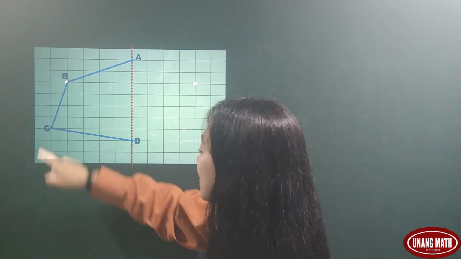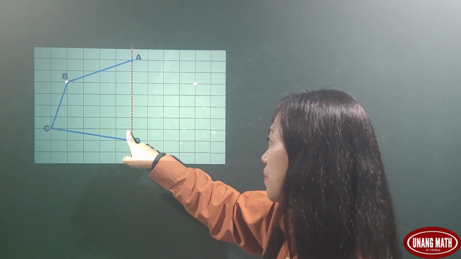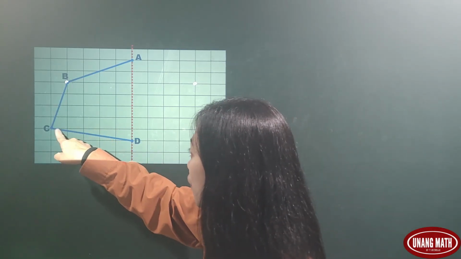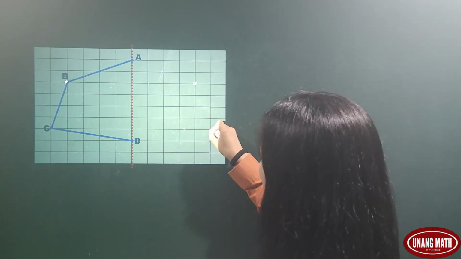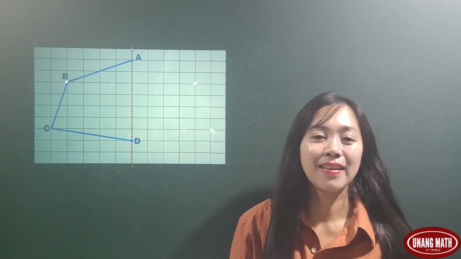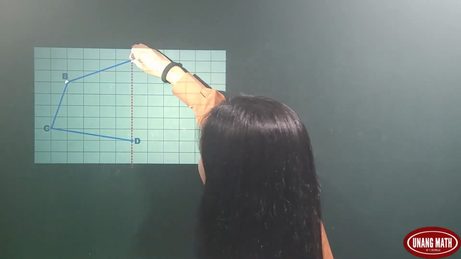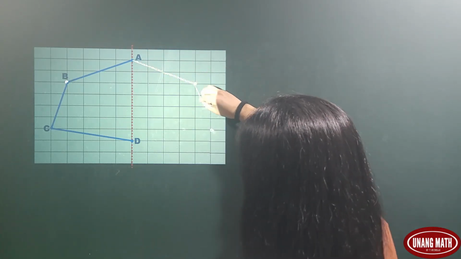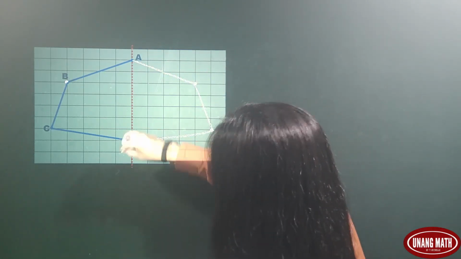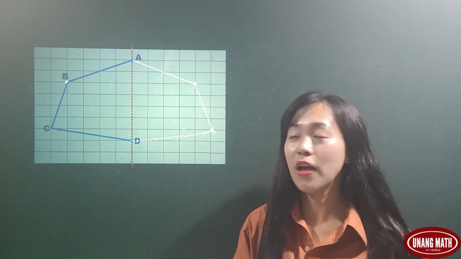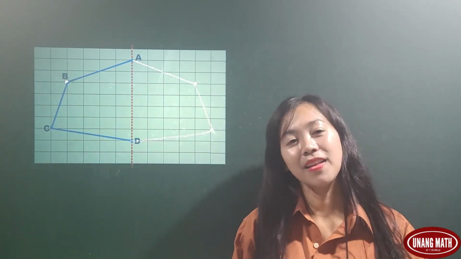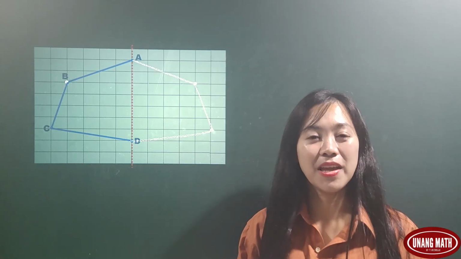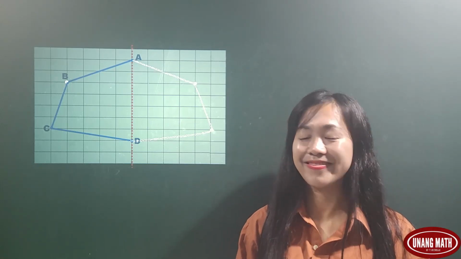How about ang point C? So, from the axis of symmetry, 1, 2, 3, 4, 5. 5 units. So, 1, 2, 3, 4, 5. 5 units din sa part na ito. And then, we connect the lines. So, here, this one, sa part na yan. So, ang part na ito at ang part na ito ay tinatawag na symmetric figure.